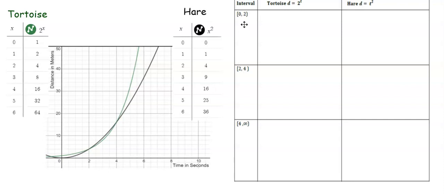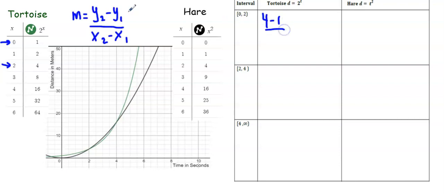So we're finding the average rate of change for each of these intervals. These intervals are x values. And we're going to use the same slope formula that you learned when you learned about linear functions. So we'll start with the interval 0, 2. I'm looking at the tortoise table where x is 0 and x is 2. I'm using those ordered pairs, and I'm going to substitute these values into the slope formula. So I subtract my y's in the numerator, it's 4 minus 1, and my x values in the denominator, so that is 2 minus 0, and I have an average rate of change of 3 over 2.